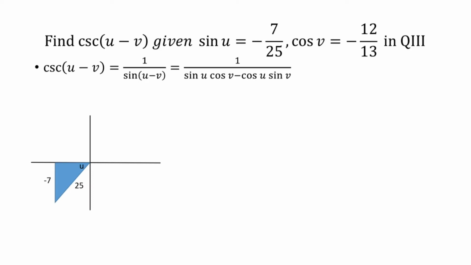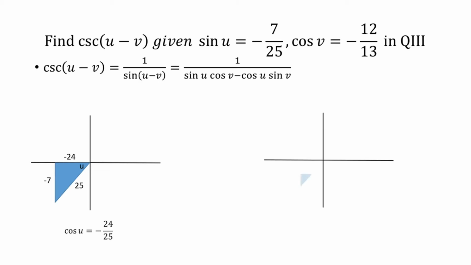Hypotenuse is 25. We want to complete this right triangle, so we know that this is a Pythagorean triple that is 7, 24, 25. But because we're in the third quadrant, we want to make sure that the 24 is negative. And from this, we figure out that cosine of u is adjacent over hypotenuse, which is negative 24 over 25.